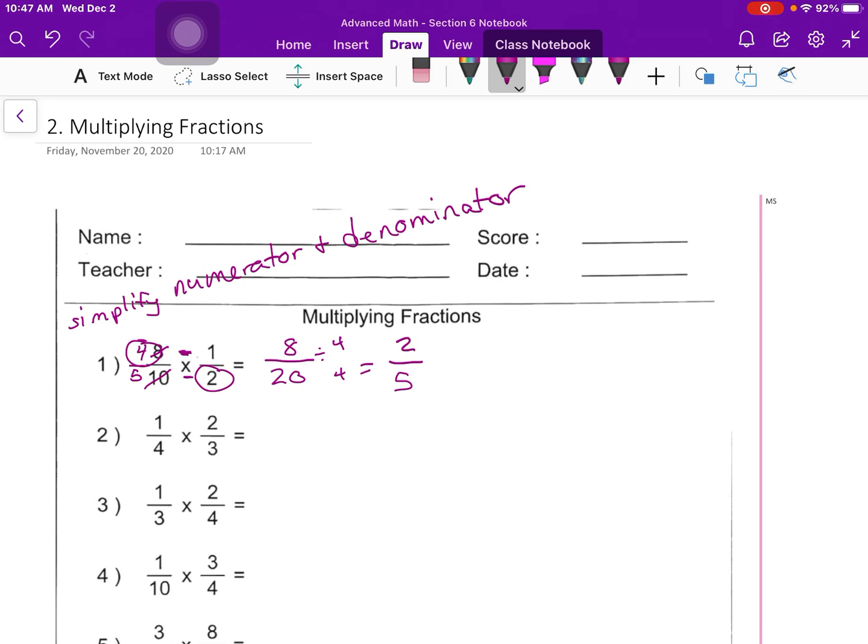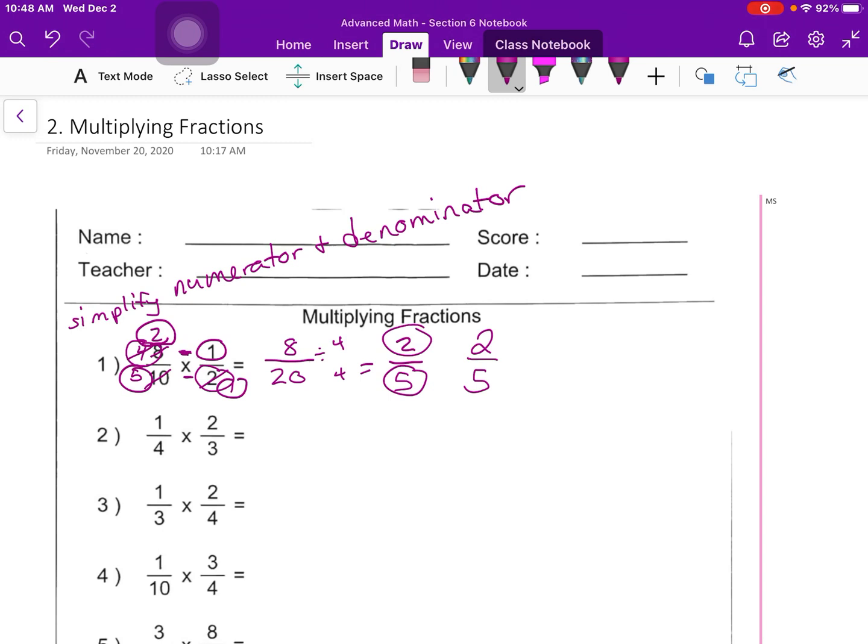So 4 and 2, I could say what goes into both of those? Oh, 2 does. So 2 goes into 2 once. 2 goes into 4 2 times. And what I'm left with is 2 times 1, which would give me 2, and 5 times 1, which would give me 5. So either way, 2/5, the way I showed you to begin with, or to simplify ahead of time, will get you to the right answer. So really, whichever one you're most comfortable with.